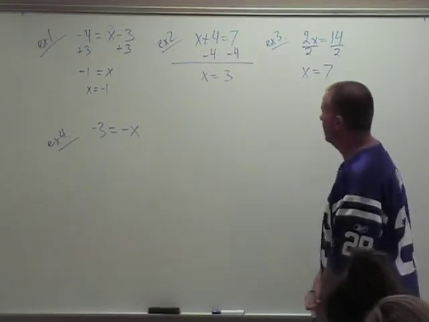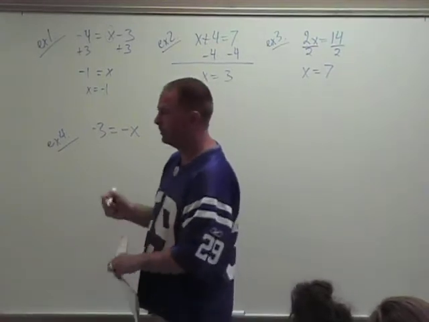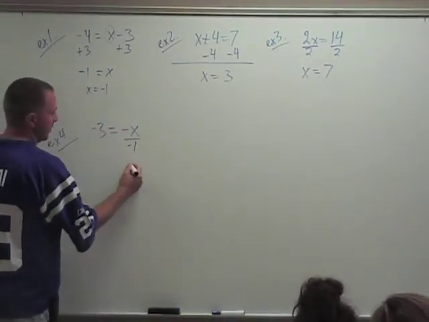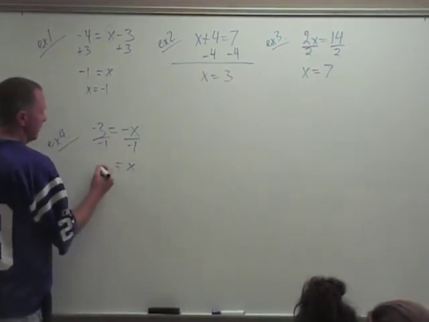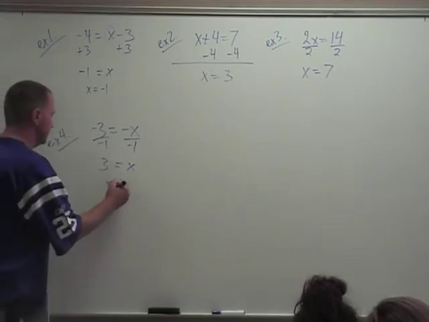Negative 3 equals negative x. Cameron, divide by -1 on both sides. That's right. Divide off the negative 1, that gives me a positive x. Negative 3 over negative 1 is positive 3, so x equals 3. All right.